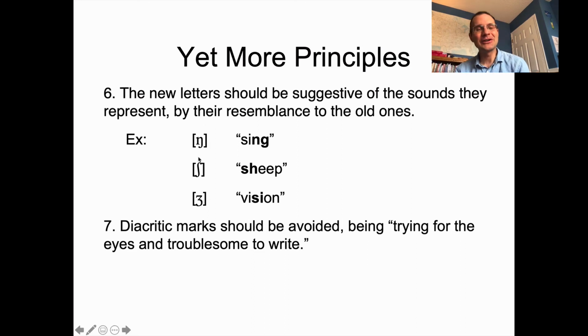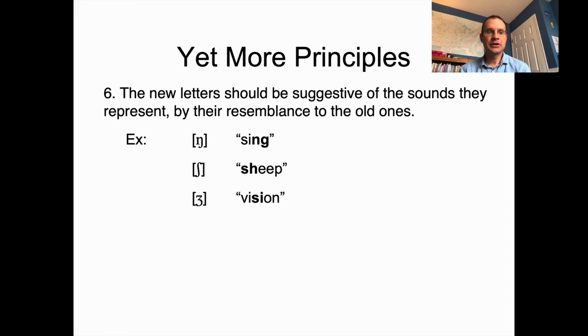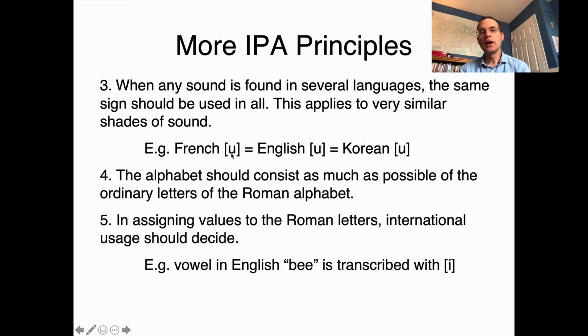Number 7, diacritic marks should be avoided, being trying for the eyes and troublesome to write. So diacritics are just little symbols you put above and below these bigger alphabetic symbols in a transcription, and they can show you finer grained differences in the pronunciation of that sound. To go back to that example I gave you before, say if you had a real nice back French oo, and then you had an English oo, you could transcribe that subtle distinction by putting a little minus symbol underneath the English oo as opposed to the French oo.